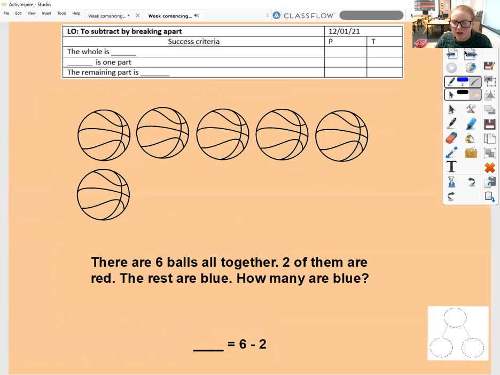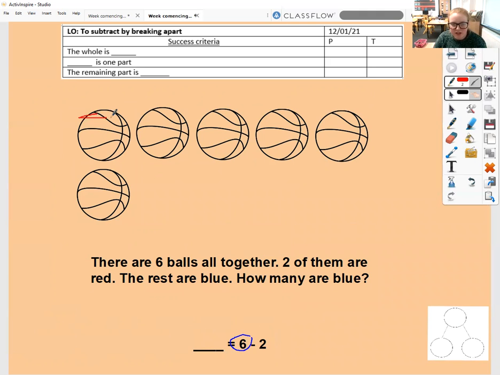Let's have a look at the next one. So this time, there are 6 balls altogether. 2 of them are red. The rest are blue. How many are blue? So there are 6 balls altogether. So 6 is my whole, and 6 is already written in my number sentence before the subtraction symbol.